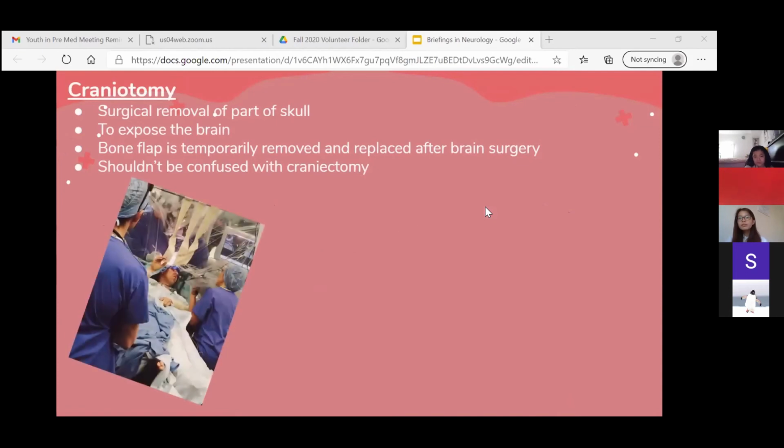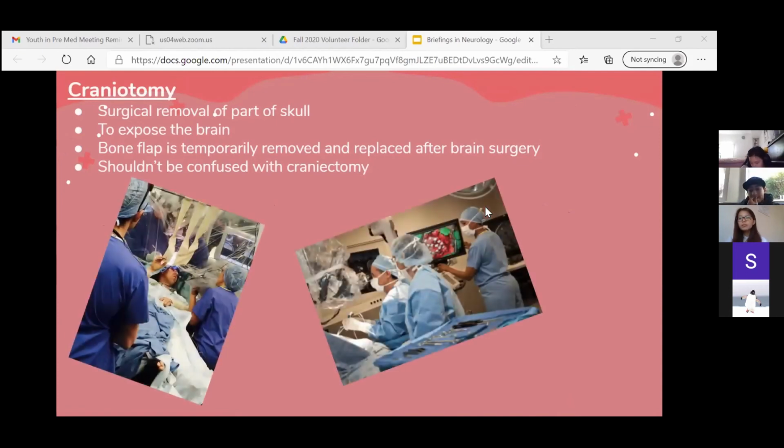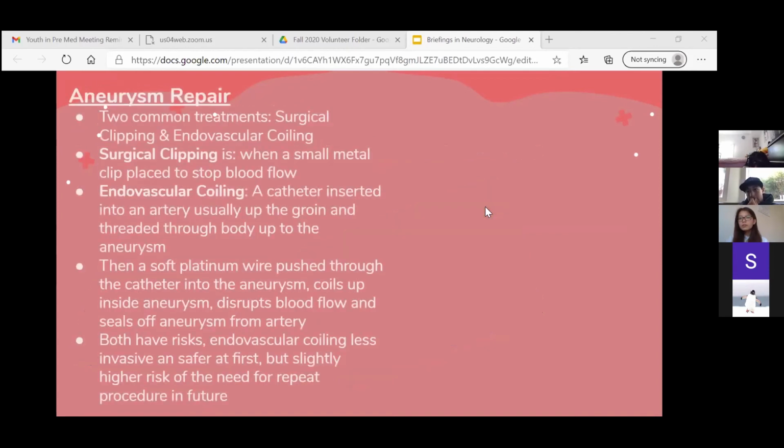A craniotomy is the surgical removal of part of the skull. It is done to expose the brain for surgeries. The bone flap is temporarily removed and replaced after brain surgery. This shouldn't be confused with craniectomy, which is when the bone flap is either permanently removed or is replaced with a second surgery after the swelling in the brain goes down.